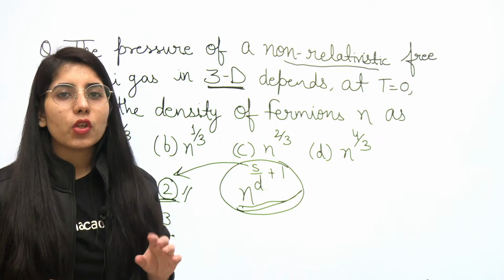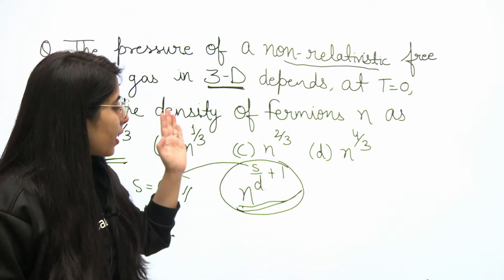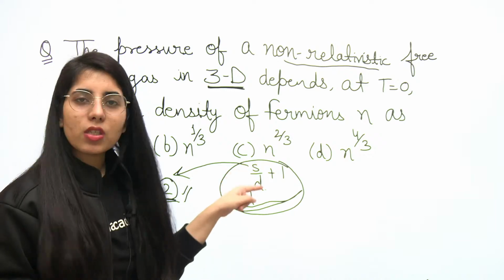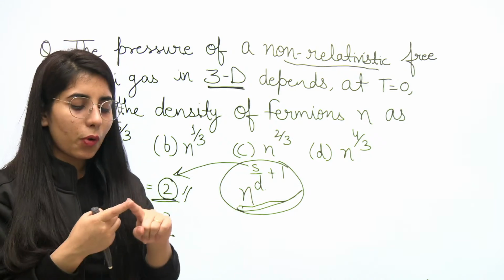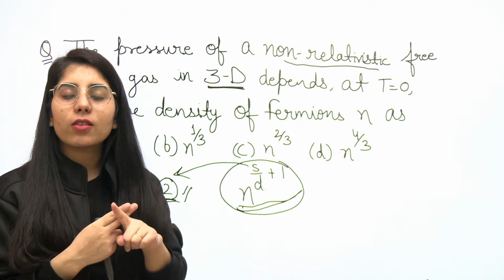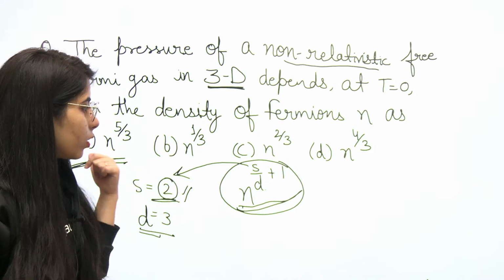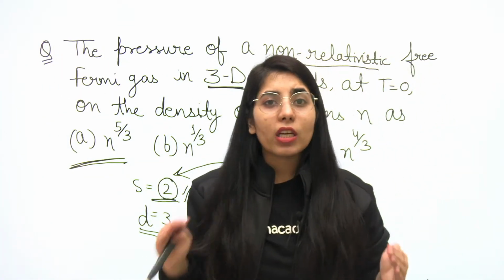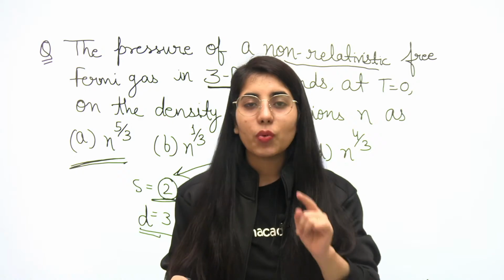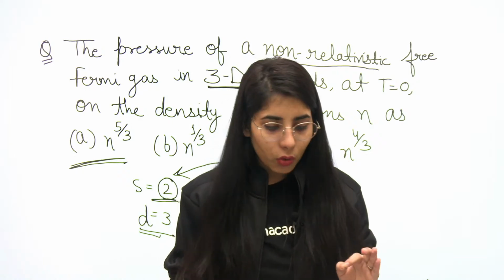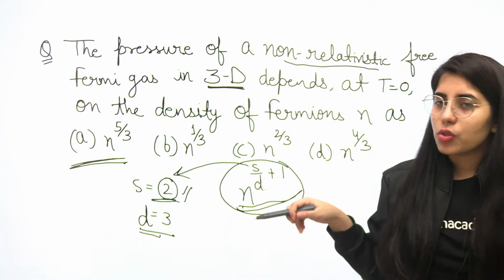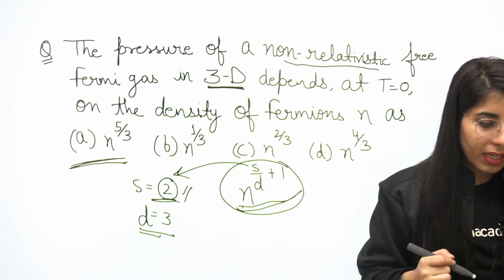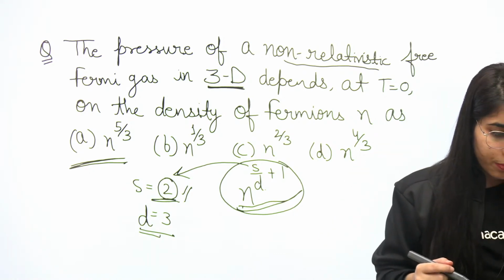If they are going to ask you for the relativistic case, you will put S equal to 1. And depending on the dimensions, just make the changes in the D value. That is, for 1D, D is equal to 1, for 2D, D is equal to 2, and for 3D, D is equal to 3. I hope it will be clear now. And if you are getting to know any of these points for the first time, guys, in your formula notebook, note down these expressions, note down the values, and just revise them. I hope it will be clear to everyone now.